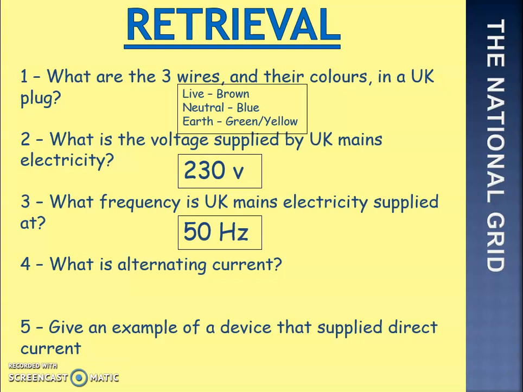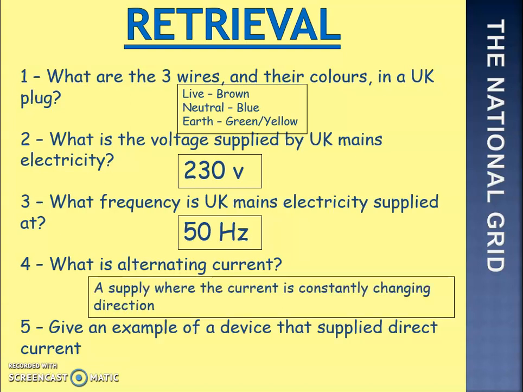That's 50 Hz. Question 4. What's meant by alternating current? Alternating current is a supply where the current is constantly changing direction. That's why it has a frequency of 50 Hz. It changes direction 50 times a second.